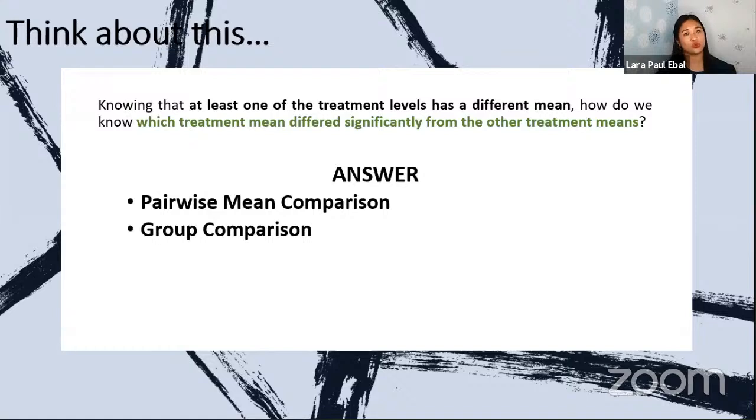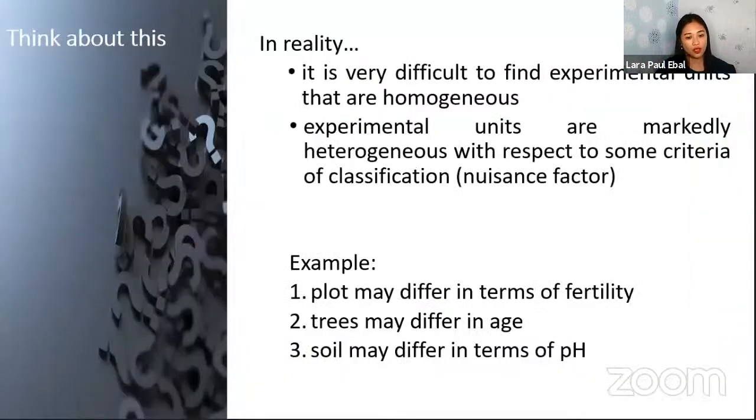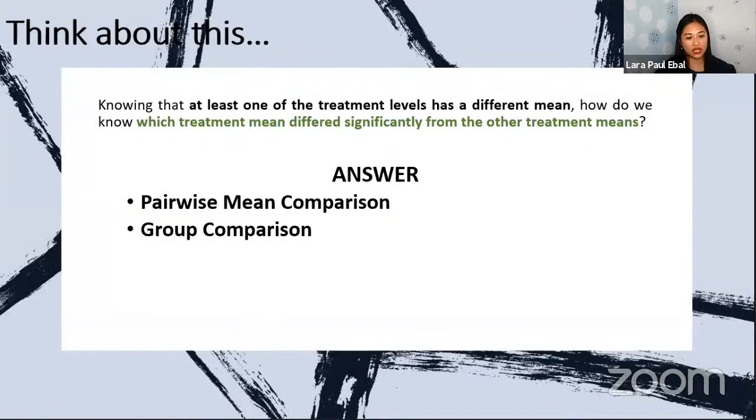So for the pairwise, we expect that, for example with 3 levels, we compare A with B, A with C, B with C, and so on. And then for the group comparison, you can compare group A with group B and C together, or group B with group A and C together. So that's under group comparison. Okay, we will not be discussing this because there are lots of procedures under this.